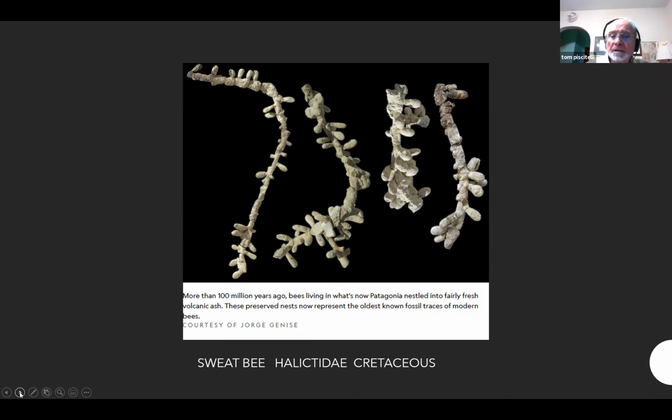The actual oldest bee body fossil, Trigonia prisca, is from the late Cretaceous, 72 million years ago, and it was found in amber in New Jersey. Next slide, please.